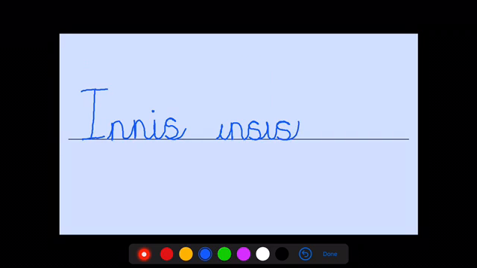Innis, insist. And if I add suffix s, we've actually written a sentence. Innis insists. Let's put in some punctuation so we know it's a sentence. Innis insists. We need an exclamation mark.